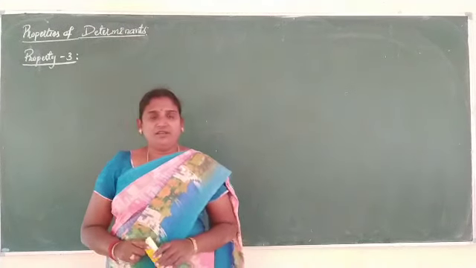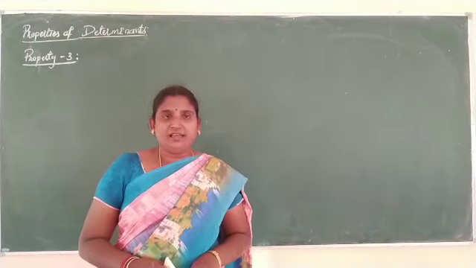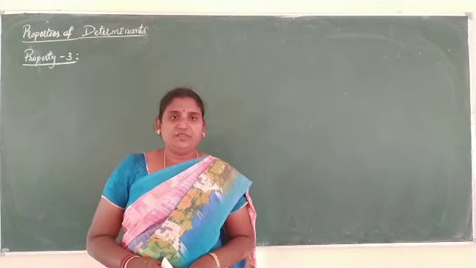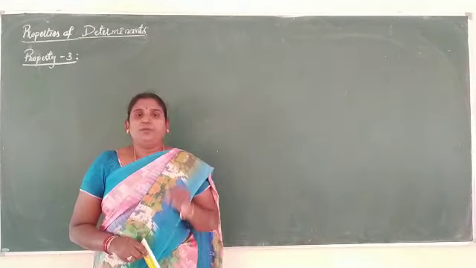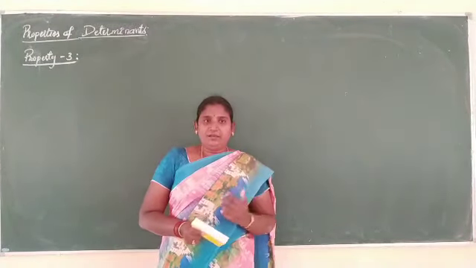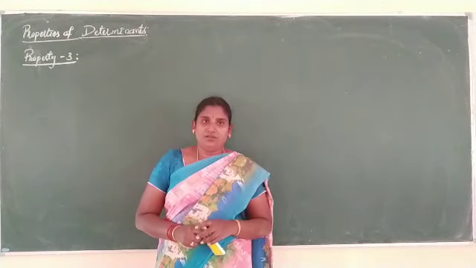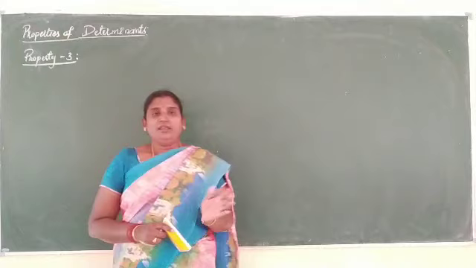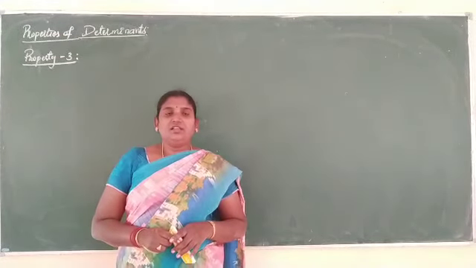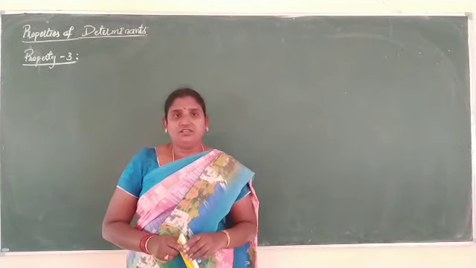What is property 1? The value of the determinant remains unchanged if its rows and columns are interchanged. That is property 1. And property 2 is that the value of the determinant changes sign if you interchange any two rows or any two columns.